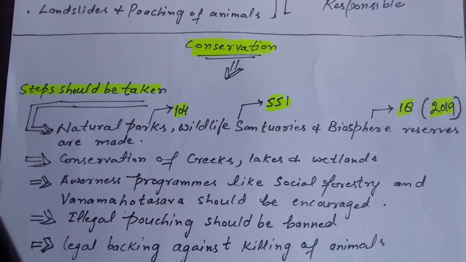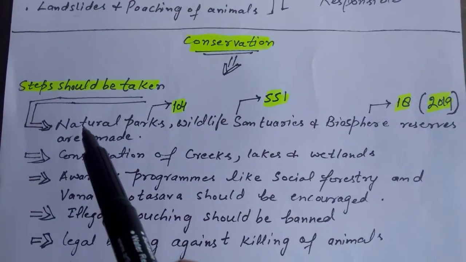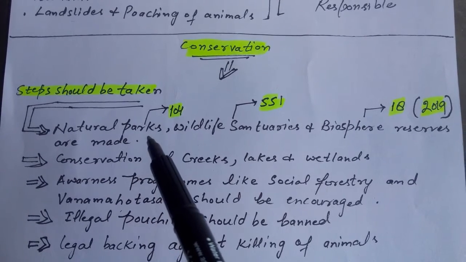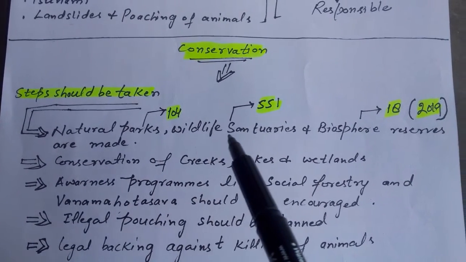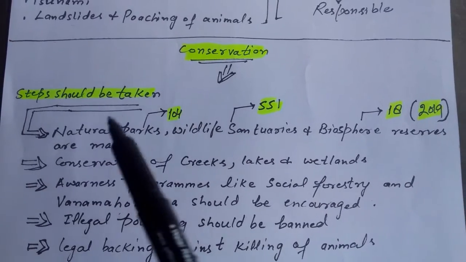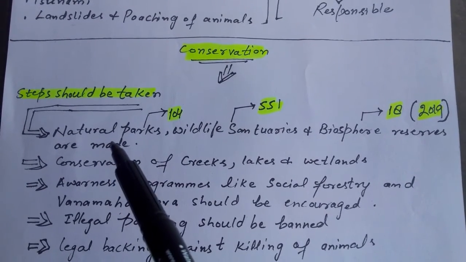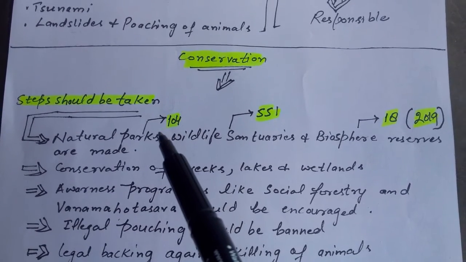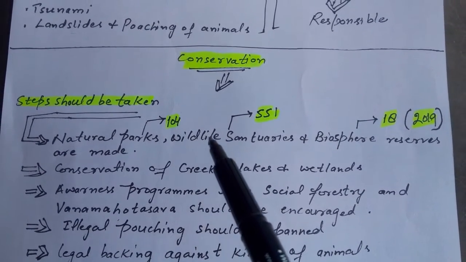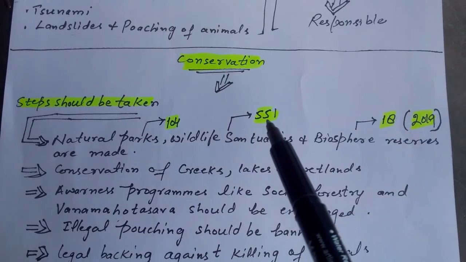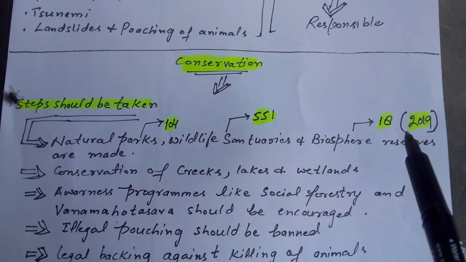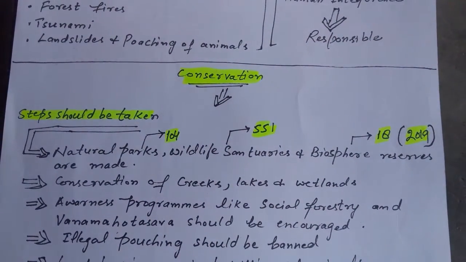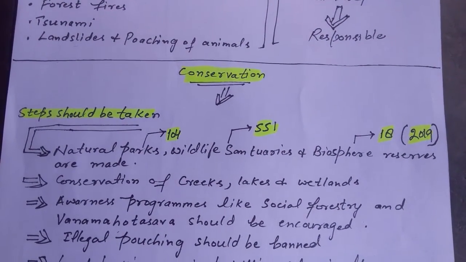The first step is national parks, wildlife sanctuaries and biosphere reserves. There are many national parks, wildlife sanctuaries and biosphere reserves in our country. Till 2019, there are 104 national parks, 551 wildlife sanctuaries and 18 biosphere reserves. The government has made some changes for the protection and conservation of wildlife as well as vegetation.